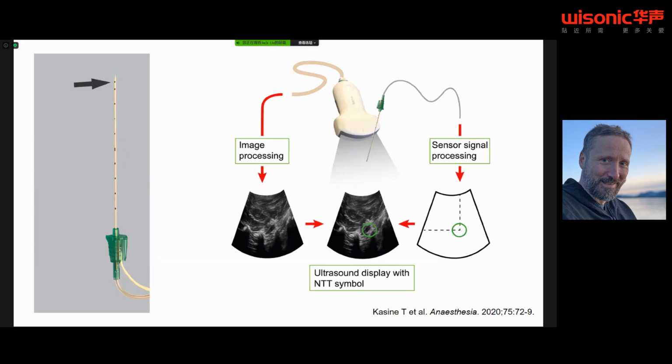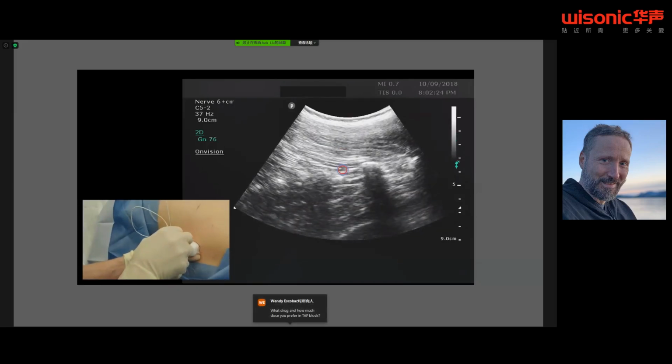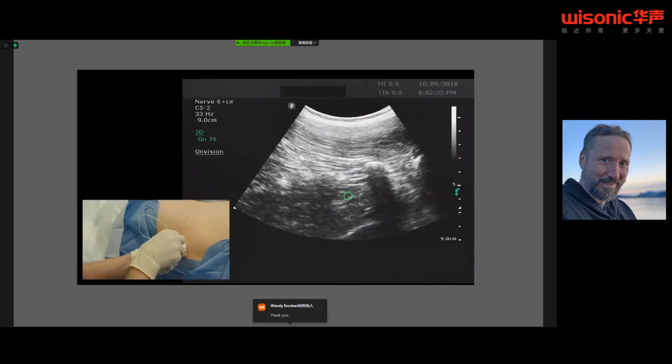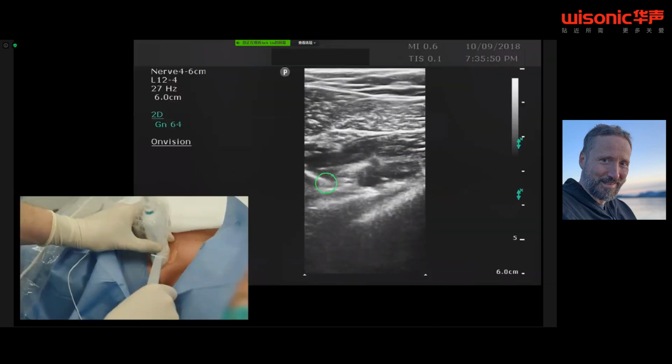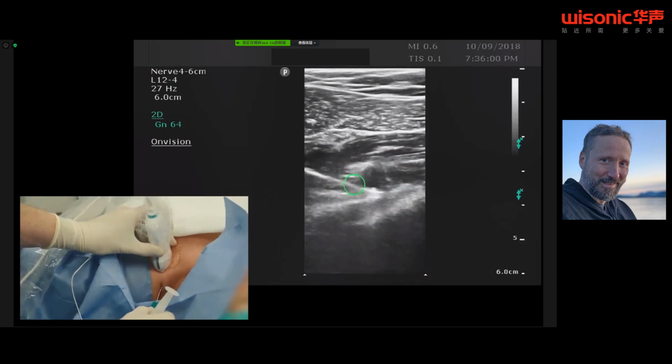If the needle tip is a little bit outside of the ultrasound beam, the sensor can still pick up a faint signal, and instead a red circle will be used with increasing diameter to indicate the position of the needle tip. The video clip shows an out-of-plane lumbar plexus procedure with the needle tip tracking technology. And here we can see an infraclavicular block, an in-plane procedure with needle tip tracking.